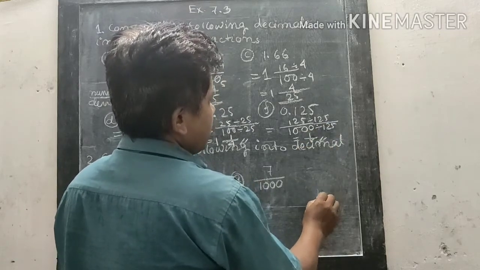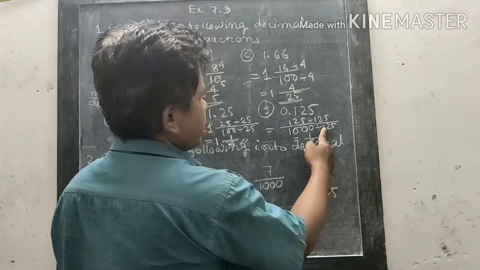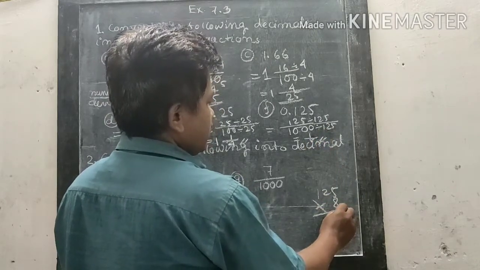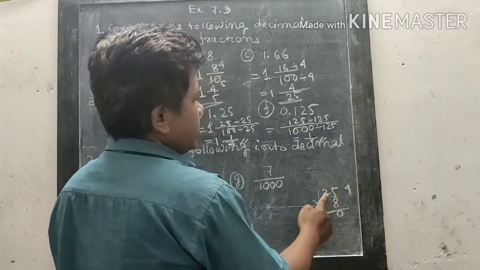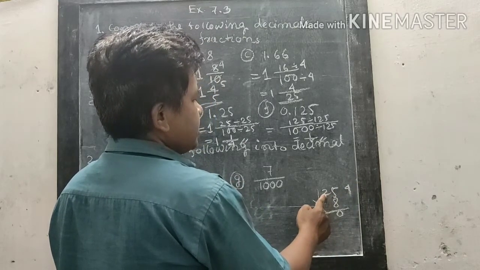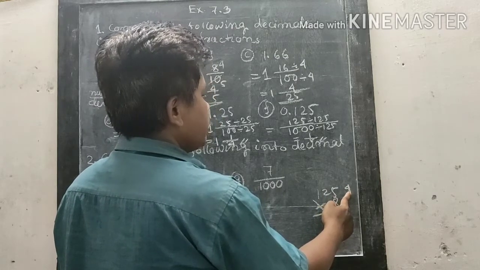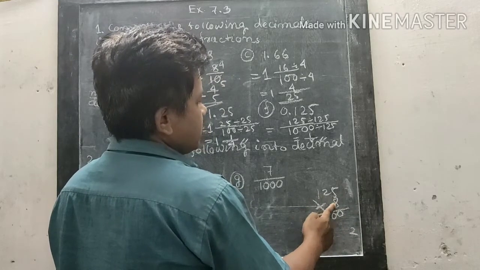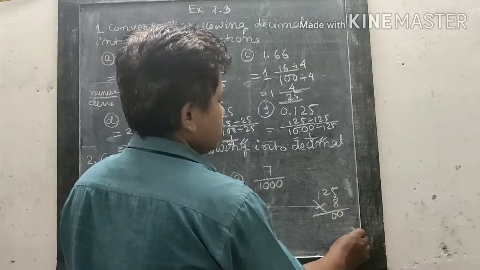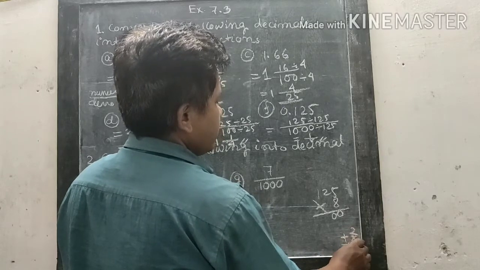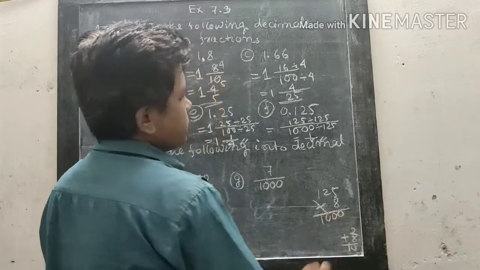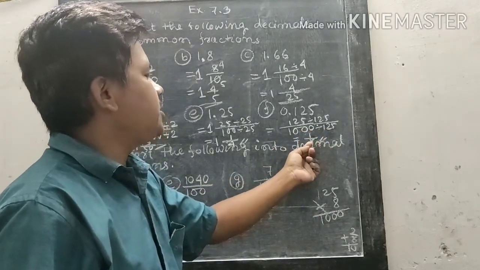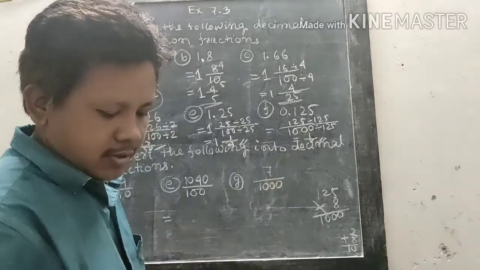You see, this 125 into 8: 8 times 5 is 40, write 0, carry 4. 8 times 2 is 16, plus 4 is 20, write 0, carry 2. 8 times 1 is 8, plus 2 is 10. That means 1000. If we divide this 1000 by 125, we shall get 8. So the answer is 1 by 8.